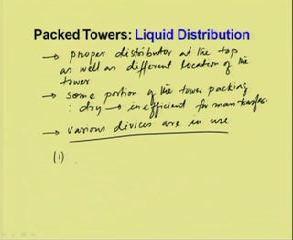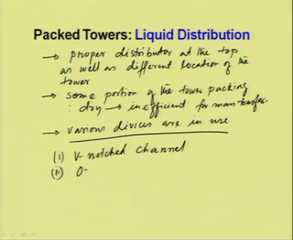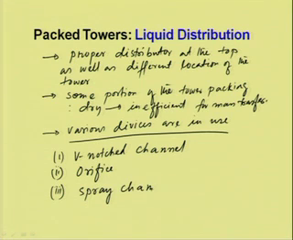One is V-notched channel, and second one is orifice, and third one is spray channel. So, these are used at different locations for distribution and redistribution of the liquid in the packed towers.